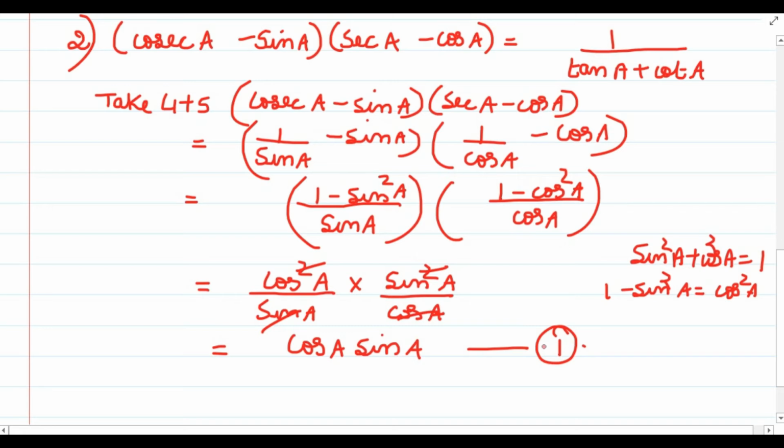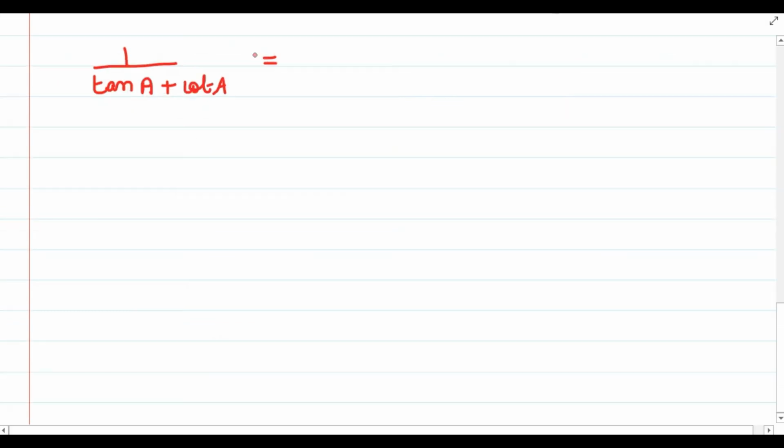Now we will simplify the right hand side. We should get the same answer, cos A into sine A. So the right side is 1 by tan A plus cot A. So this I can write as 1 divided by tan A, which I can write as sine A by cos A, and cot A I can write as cos A by sine A.